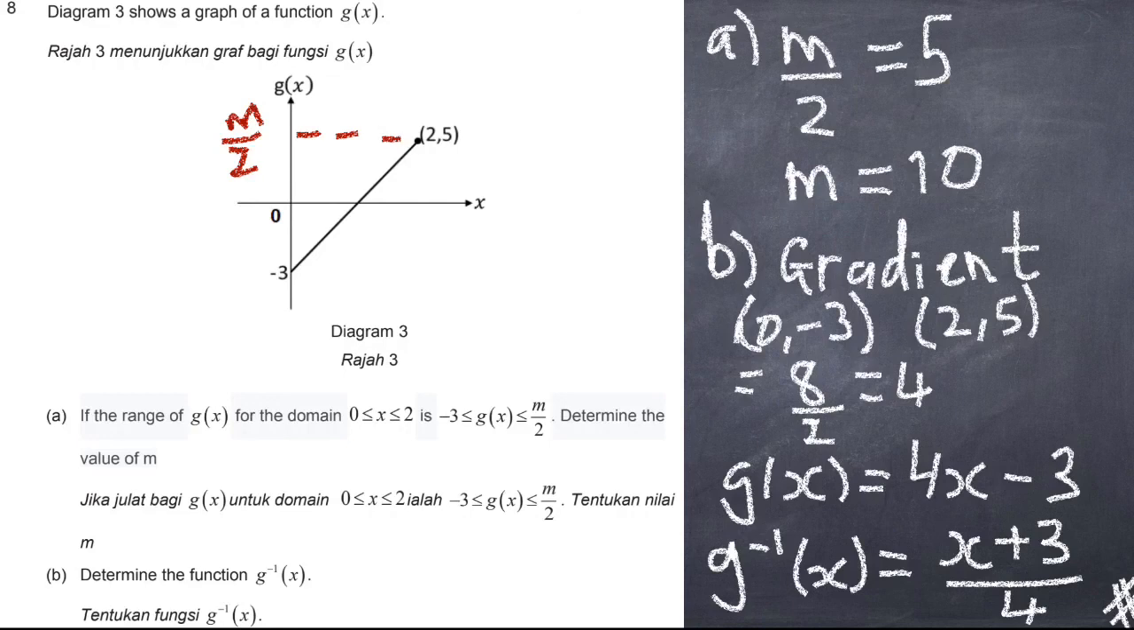So the m over 2 is the y value, so it's equal to the coordinate value on the right side, which is the 5. So just equate both of them, you get m over 2 equals to 5, so the m will be equal to 10. So we're done with the first part.